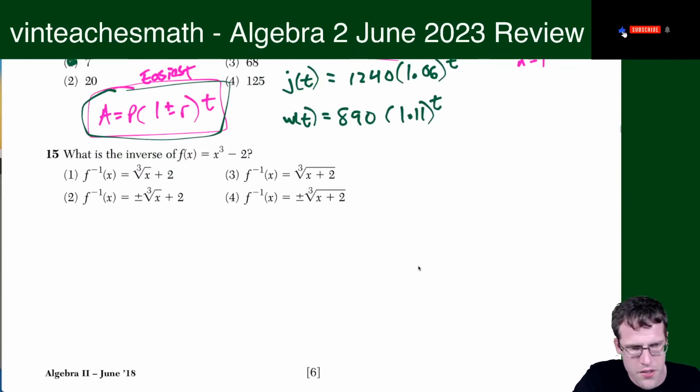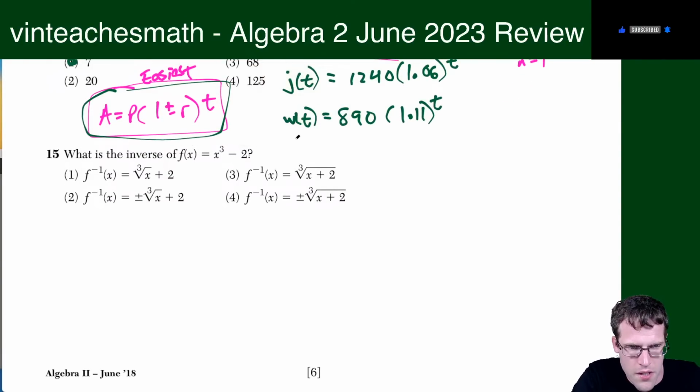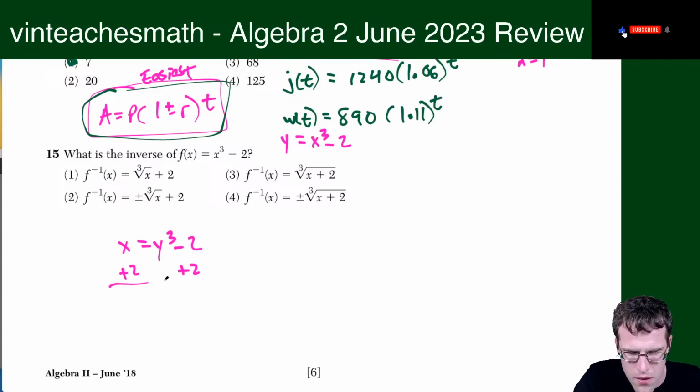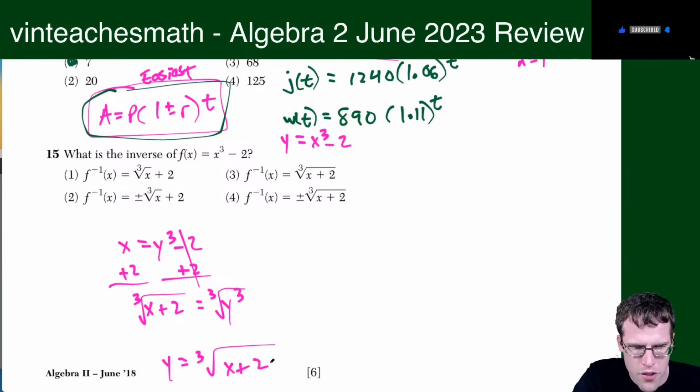Okay, finding the inverse. Think of this as y equals x to the third minus 2. You switch x and y, so x equals y to the third minus 2, and then solve for y. So go plus 2. You get x plus 2 equals y to the third, and then the opposite is to take the cube root of both sides. So y equals the cube root of x plus 2 is your inverse. That's this one. So 15 is choice 3.